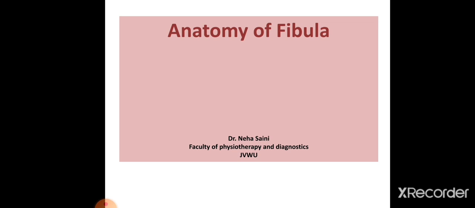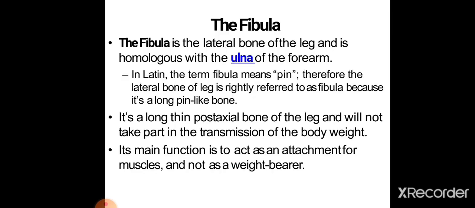Here I am going to tell you about the anatomy of the fibula. Fibula is the lateral bone of the leg and is homologous to the ulna. As we all know, in the skeleton of the leg we have two bones, that is the tibia and the fibula. Tibia lies medially and the fibula lies laterally, and this fibula corresponds to the ulna, which is lying in the forearm. In Latin, the term fibula means pin. Therefore, the lateral bone of the leg is rightly referred to as fibula because of its long pin-like shape.